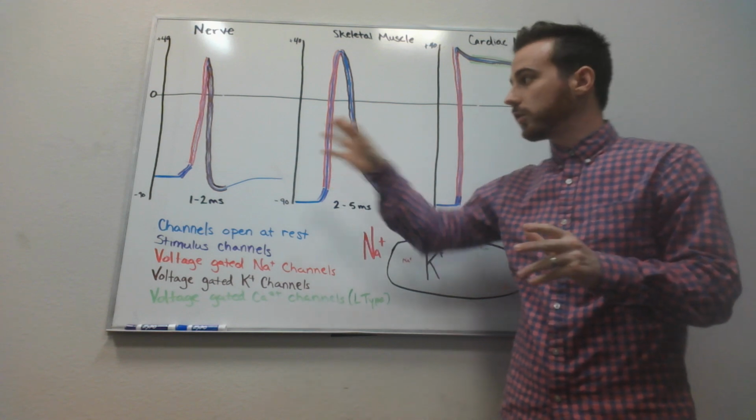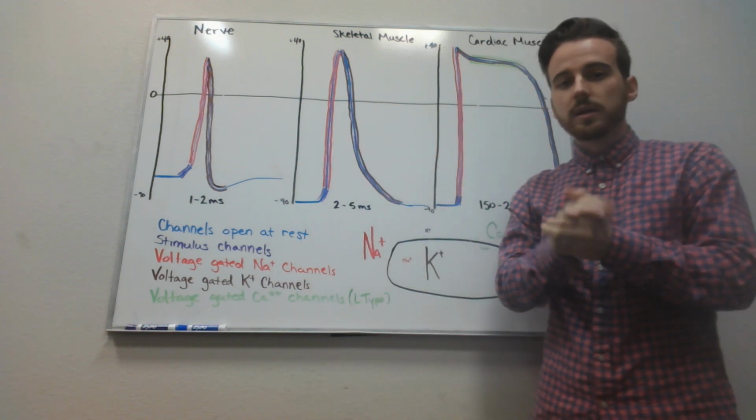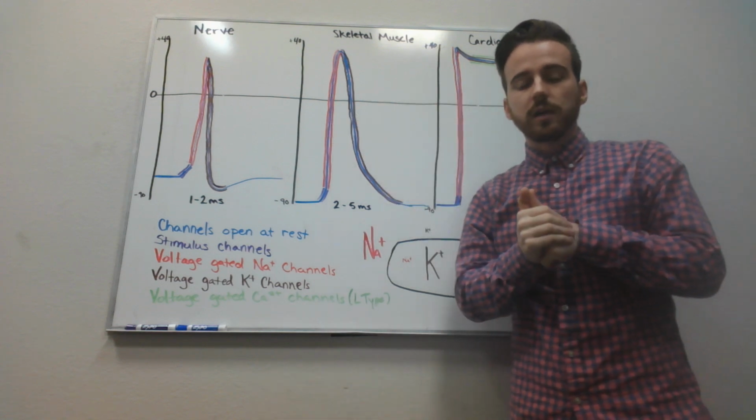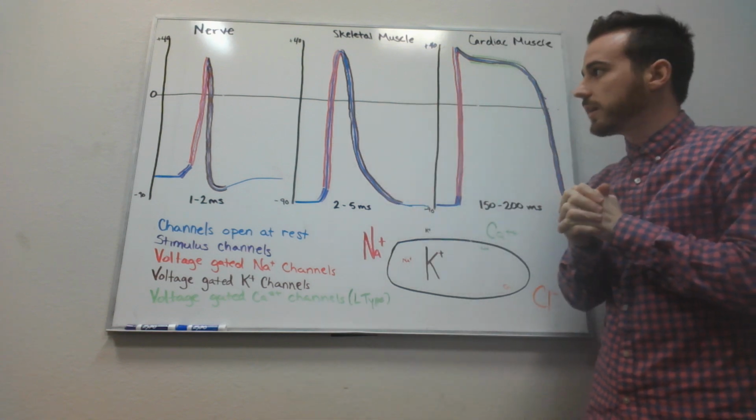Those are the differences for these three tissue types. I'm going to be doing another video comparing cardiac muscle to the sinoatrial node, which is important to understand.